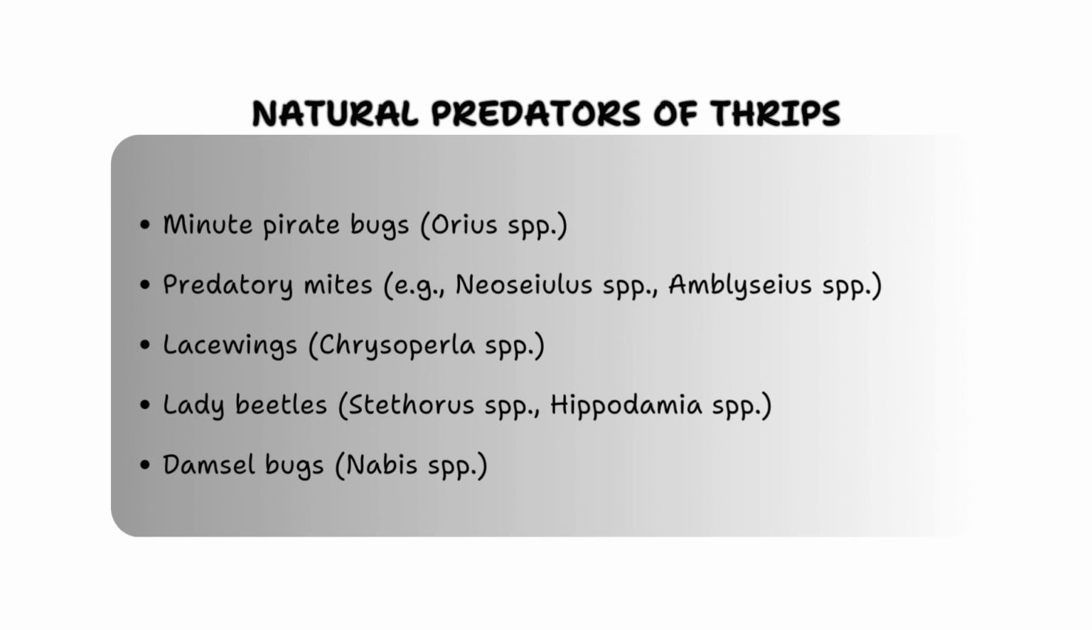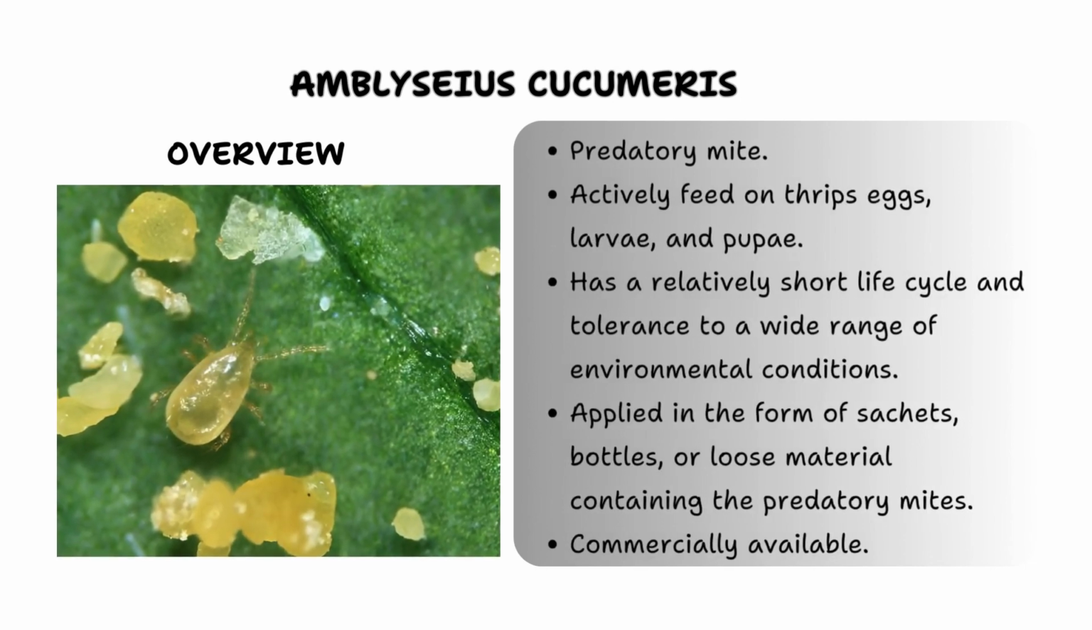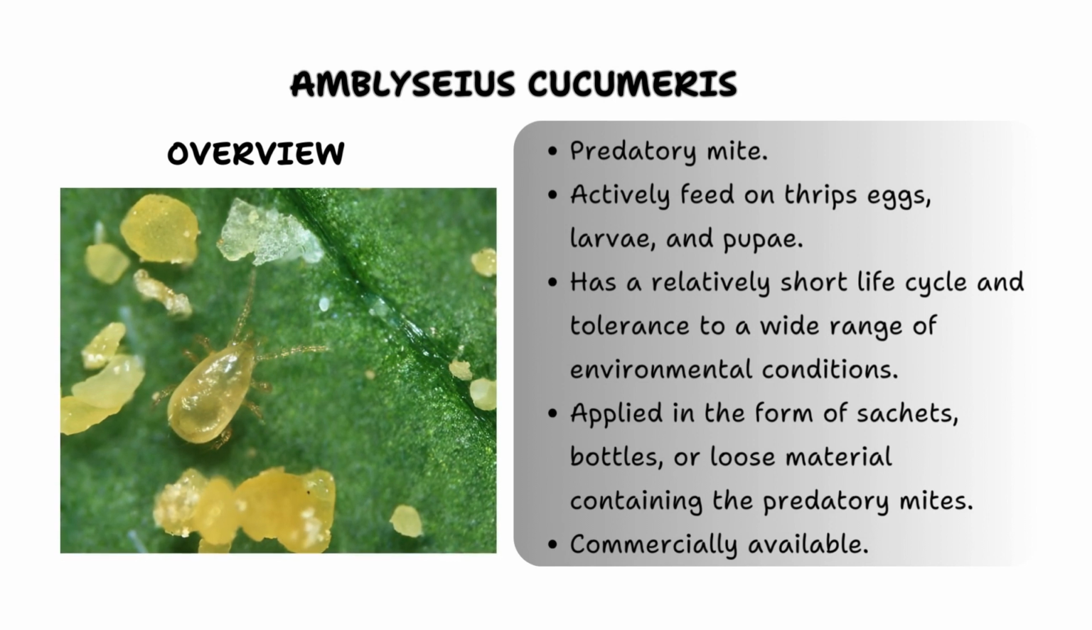The second category under natural enemies is the natural predators of thrips. And here we have many of them. We have the minute pirate bugs, we have the predatory mites, we have lacewings, we have lady beetles, and we also have damsel bugs. Let's further understand one of my favorite predatory mites, and that is Amblyseius cucumeris. Amblyseius cucumeris is commonly known as the cucumber or citrus spider mite predator.